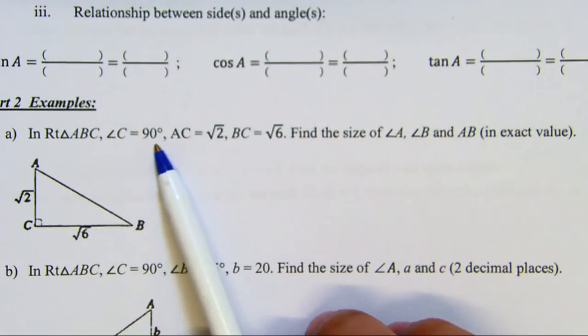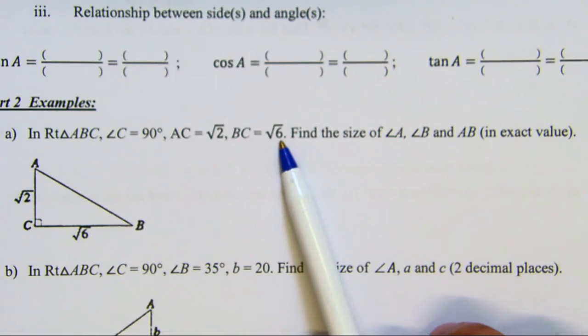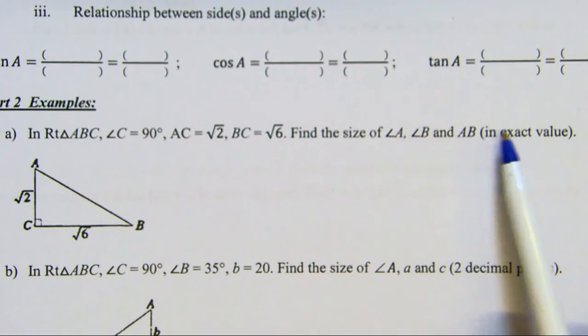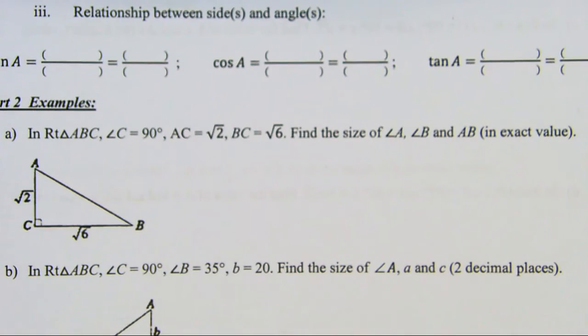Angle C equals 90 degrees, and that is the value of AC, and square root 6 is the value of BC. You need to find angle A, angle B, and AB in exact value, which means you have to keep that in square root form. Now let's have a look at how we can solve that.